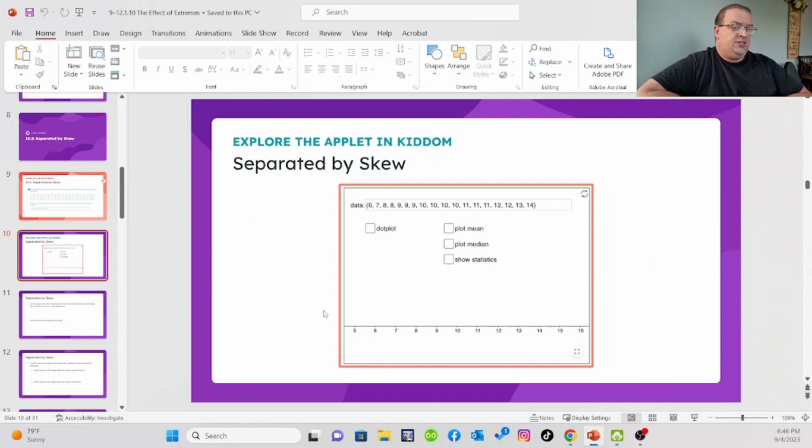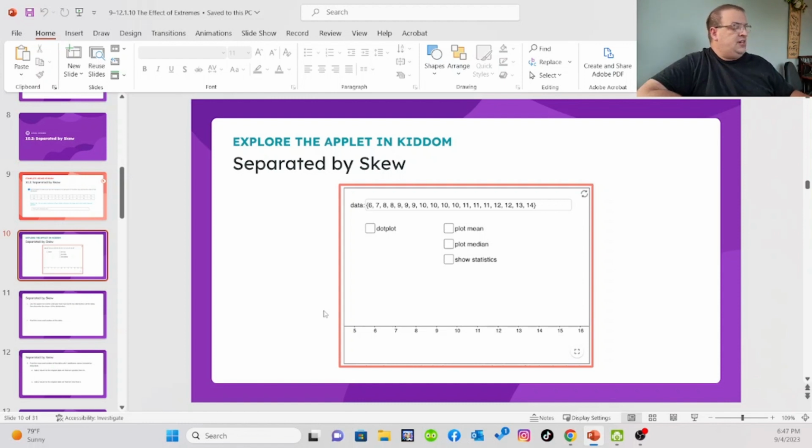If you are doing this online through Kitum, you're going to see an applet that looks like this. What it allows you to do is enter in all of the data points that they give you, and then have the applet create your visual display. So you could click on dot plot, it would take the values that you typed into the data box, and it would plot all the points on there for you. Then you can also tell it to plot the mean, you can tell it to plot the median, and you can tell it to show the statistics, and it will show you the actual numbers for each of those.